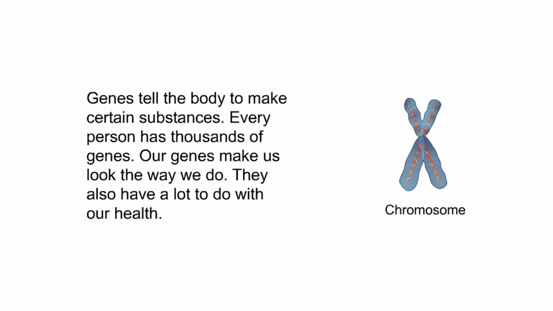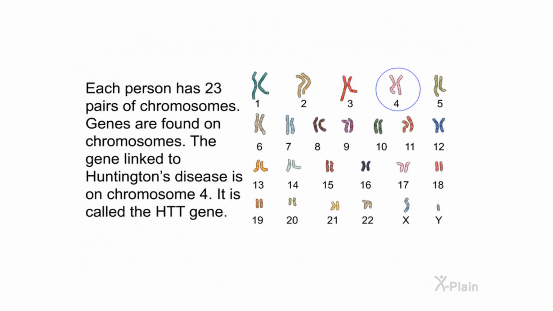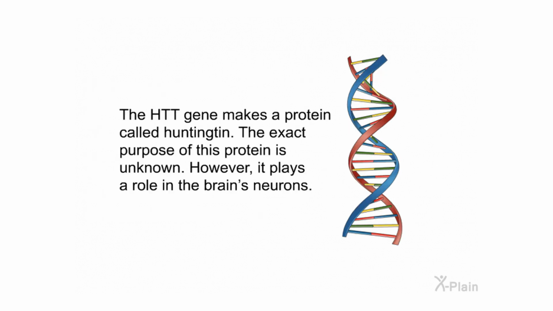Genes tell the body to make certain substances. Every person has thousands of genes. Our genes make us look the way we do. They also have a lot to do with our health. Each person has 23 pairs of chromosomes. Genes are found on chromosomes. The gene linked to Huntington's disease is on chromosome 4. It is called the HTT gene. The HTT gene makes a protein called Huntington. The exact purpose of this protein is unknown. However, it plays a role in the brain's neurons.